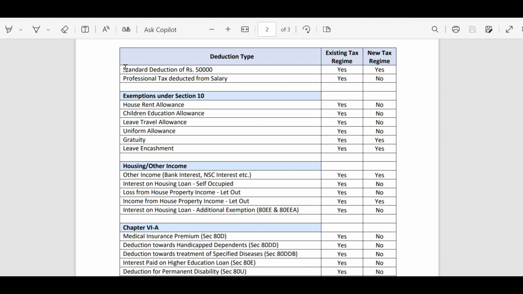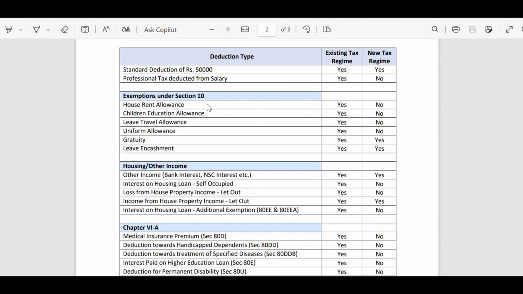So, standard deduction of 50,000 rupees is there for both the old tax regime and the new tax regime, whether your taxable income is below 5 lakh or below 7 lakh. Both the tax regimes have the standard deduction. After the standard deduction only, your tax calculation begins. Professional tax is just 2,400, so I'll just ignore this.